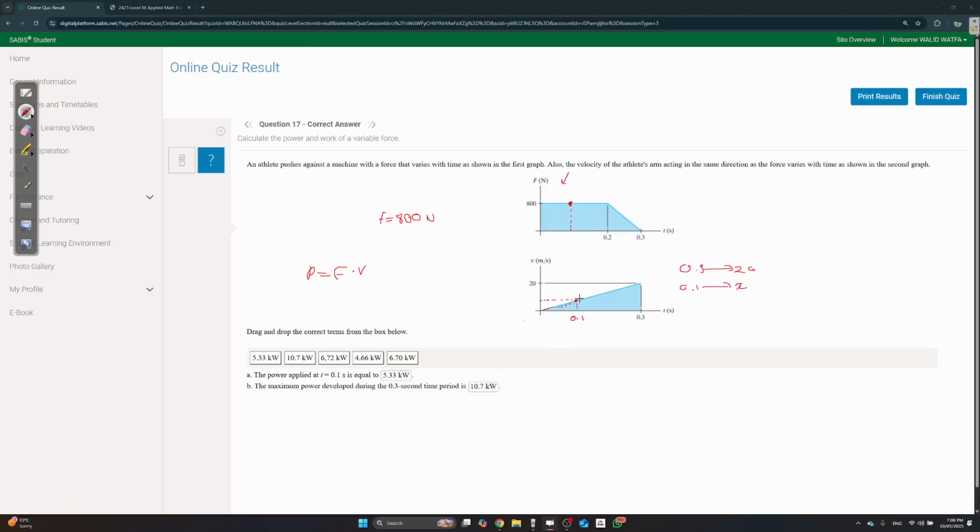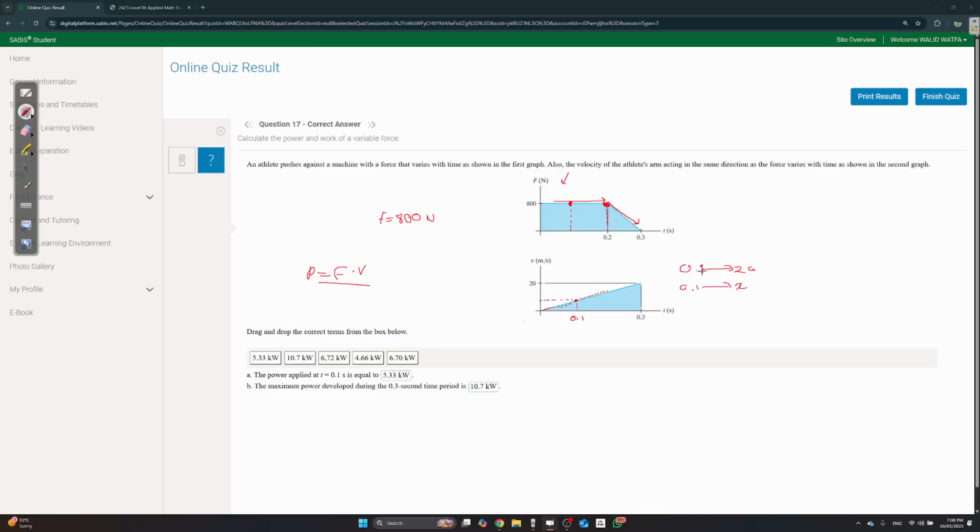So the power is going to continue to increase until over here at 0.2, the force all of a sudden starts to decrease. Your maximum power will be over here because you're increasing until the force starts decreasing. The velocity is still increasing, but since your force starts to decrease, your power will what? Decrease. So you're going to say that the maximum power is over here at 0.2.